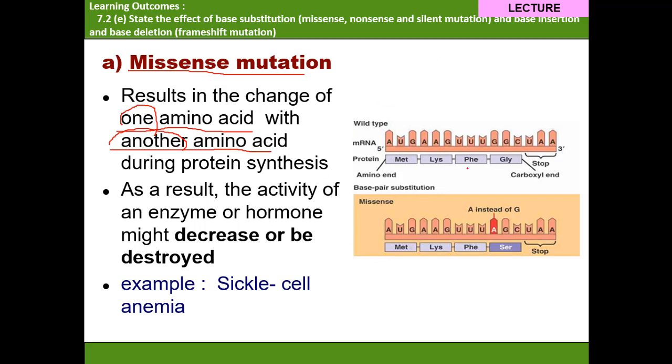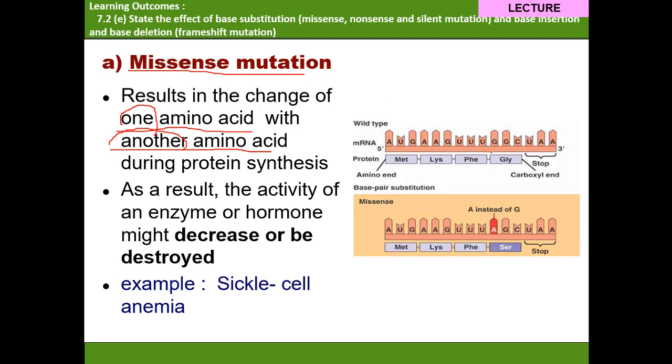So wild type is the normal sequence of mRNA and also protein being produced by translation. And over here is the sequence that is having mutation. Okay, as examples, the wild type, the sequence of mRNA is GGC.